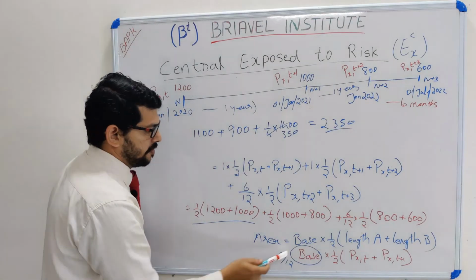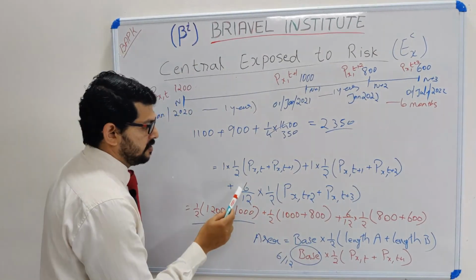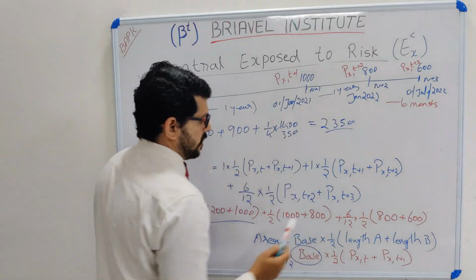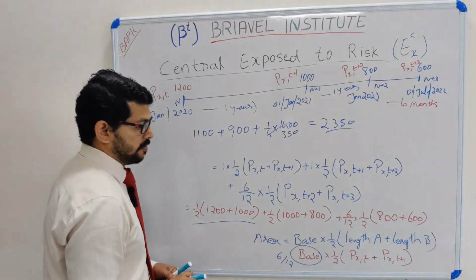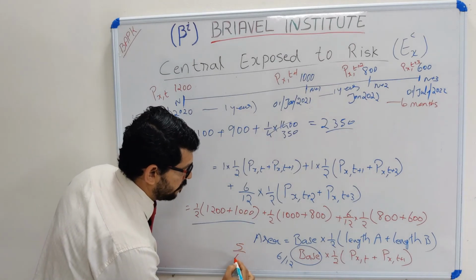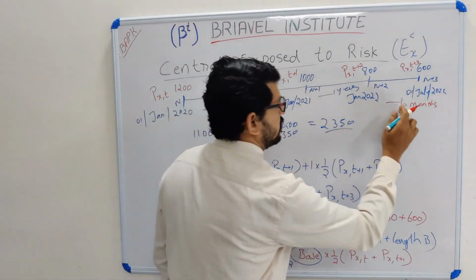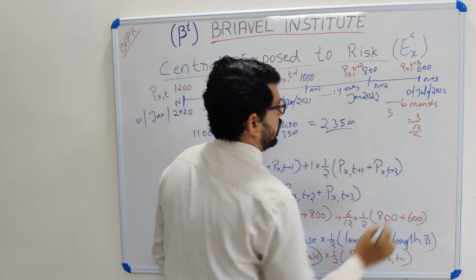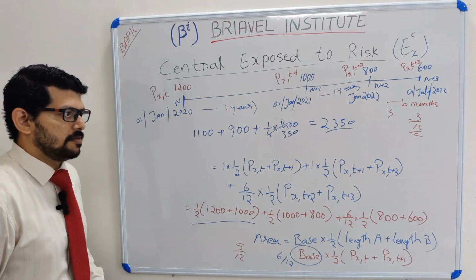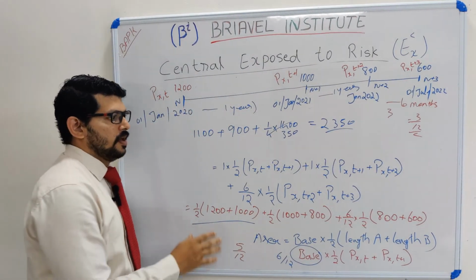So in this problem we have to consider the base. If the base is 1 year, we don't have any issue. But if the base is 6 months, we have to multiply by 6 divided by 12. If the base is 5 months, we have to multiply by 5 divided by 12, and if the base is 3 months, we have to take 3 divided by 12. Then all the calculation is the same. Very simple method to approximate the central exposed to risk.